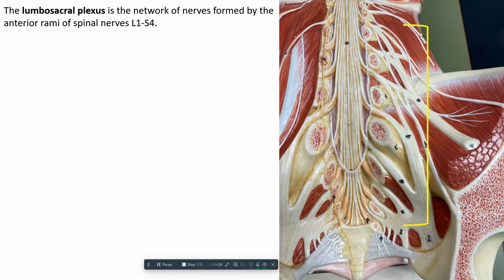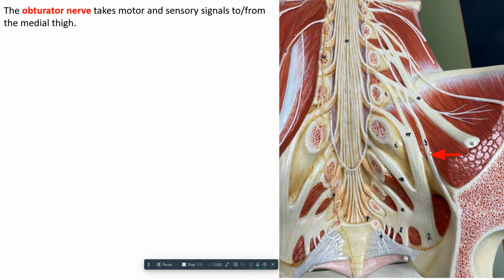Now, I do also see another big net of nerve fibers. This big net of nerve fibers is my lumbosacral plexus. So we had 3 plexuses that we saw today. This one's L1 to S4. And my lumbosacral plexus is going to give off some nerves, including an obturator nerve, the skinny one right here, which is going to come down, go through that obturator foramen, and end up in the medial thigh. Notice the obturator nerve is nice and skinny right here.